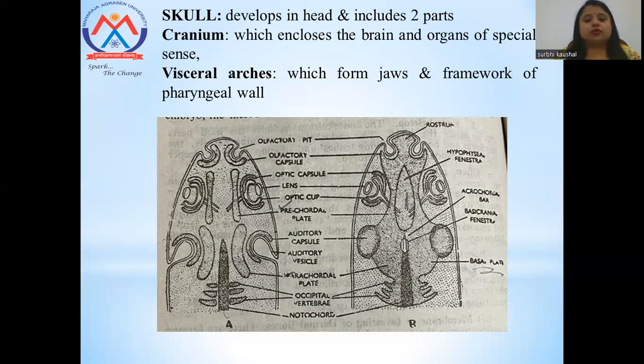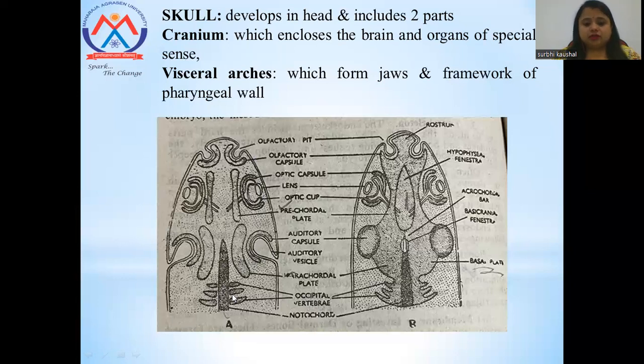Now, this diagram shows the development of a skull. As you see in this diagram, firstly on the top, there is one pair of olfactory pits, which are enclosed by the olfactory capsules. Below this, there is the optic cup, for visual sensation, and it is covered by the optic capsule. Behind these, there are two precaudal plates. Now below this, for the hearing sensation, the auditory vesicle is present and it is enclosed by the auditory capsule on both sides. So one pair each of olfactory capsule, optic capsule and auditory capsule are there. In between, the notochord is present, and on the sides of this, paired occipital vertebrae are present.